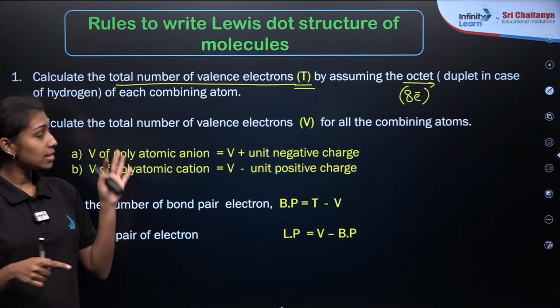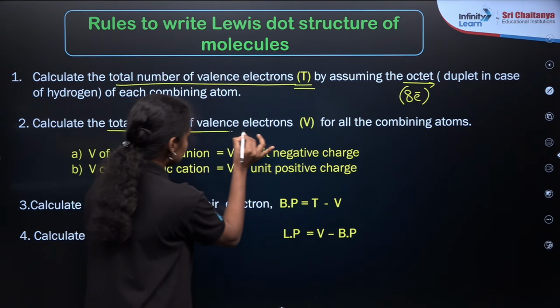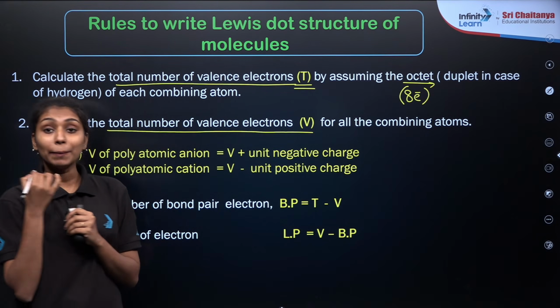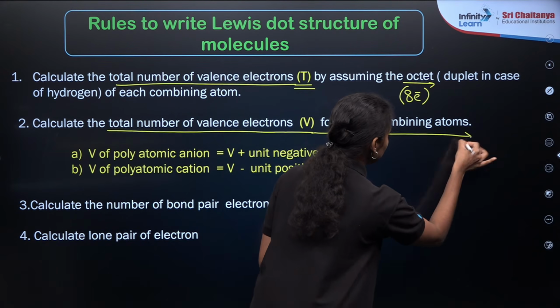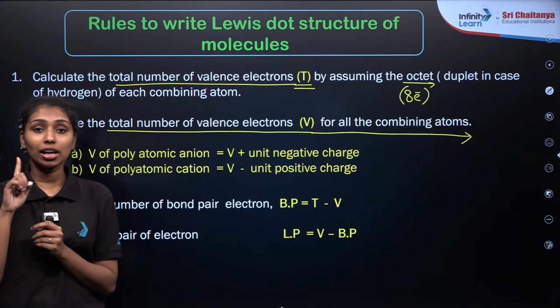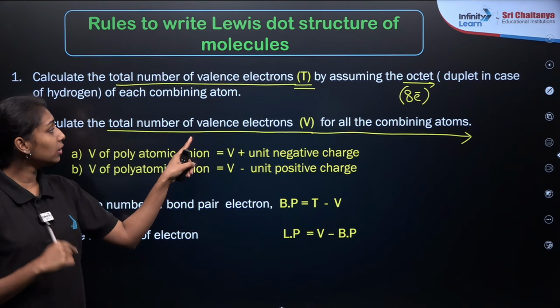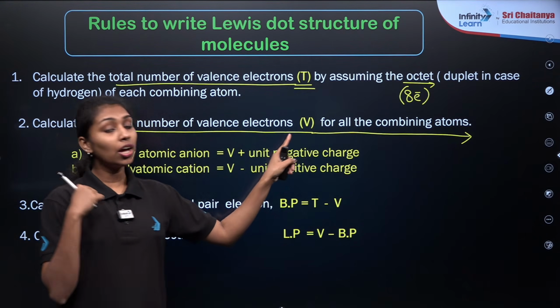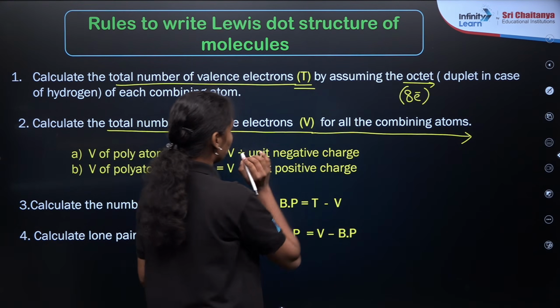What about the second rule? The second rule is that we need to find out the total number of valence electrons for the combining atoms. Just identify the difference between these two rules. First one, we need to identify the total number of valence electrons in the total molecule. Second one, we need to identify the total number of valence electrons for all the combining atoms, which is given by the letter V.